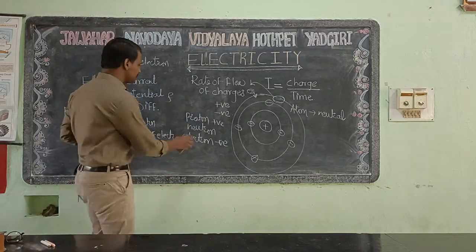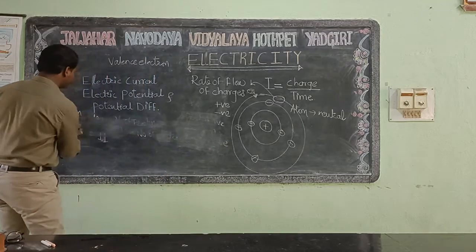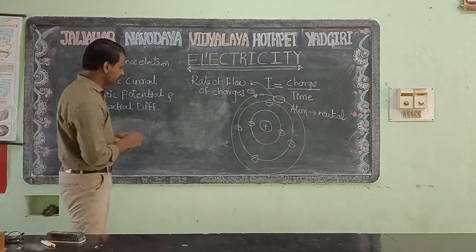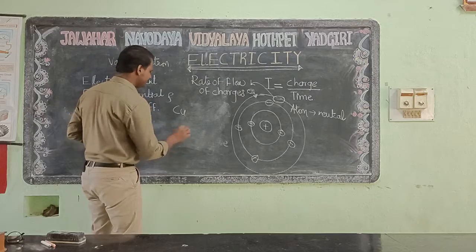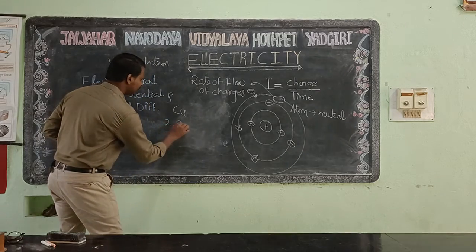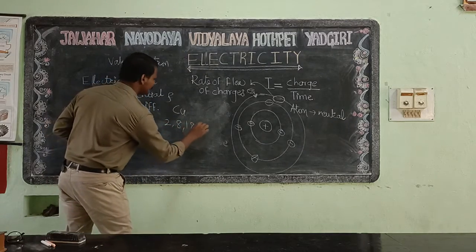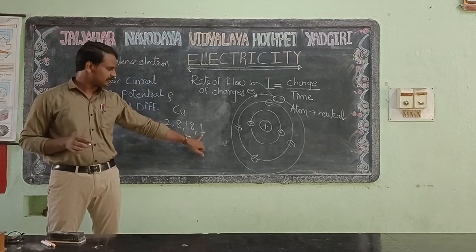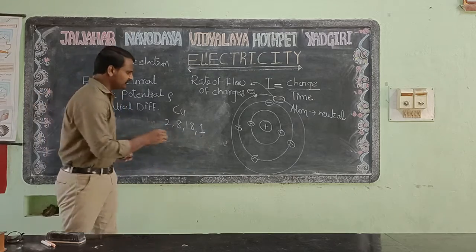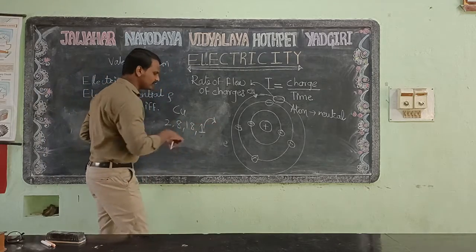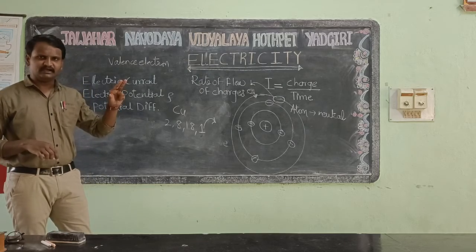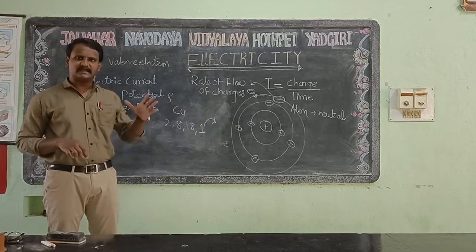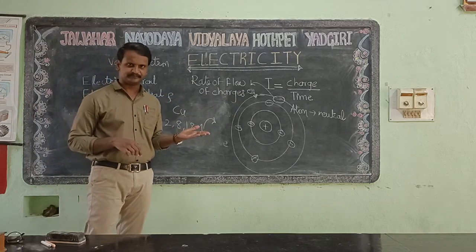If you take the example of copper, you know that its atomic number is 29, Cu 29. So its atomic configuration will be 2, 8, 18 and 1. This one electron in the last shell orbit is called the valence electron, and it will easily jump out from the orbit and create a flow of charges, and this flow of electrons creates the electric current.